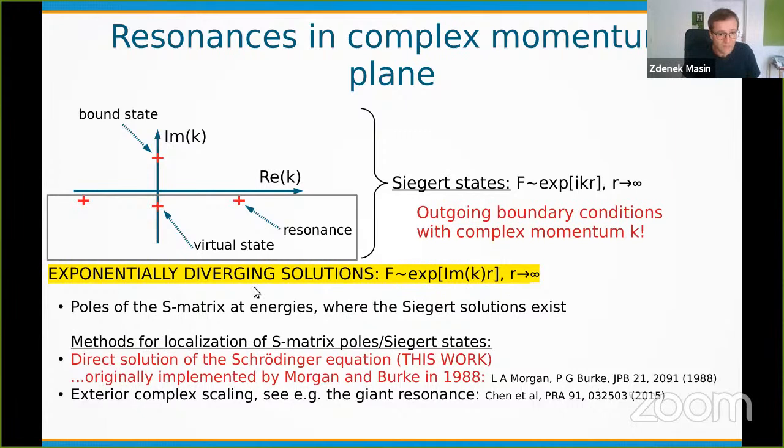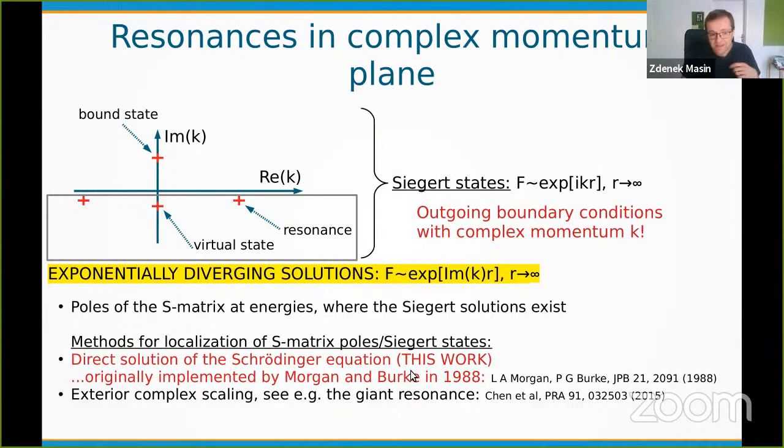But there are other methods that have been used other than the R matrix to calculate resonance states. In fact, one of the first methods used in ab initio calculations to localize resonance states were actually R matrix calculations, already in 1988. This was work done by Leslie Morgan and Phil Burke on hydrogen fluoride and diatomic molecules. So those were pioneering calculations.